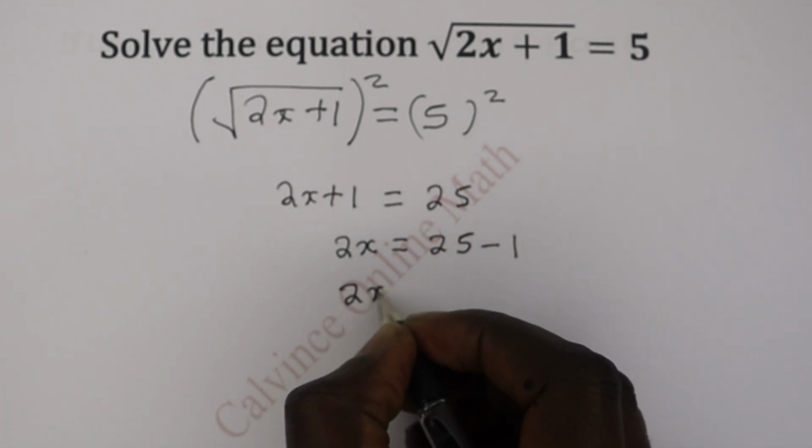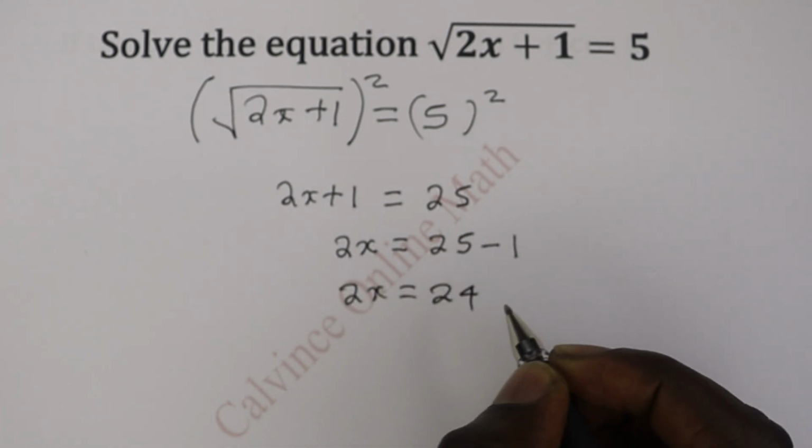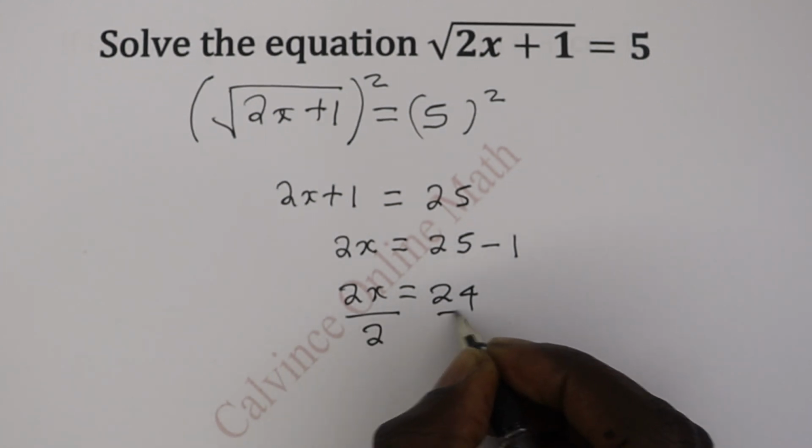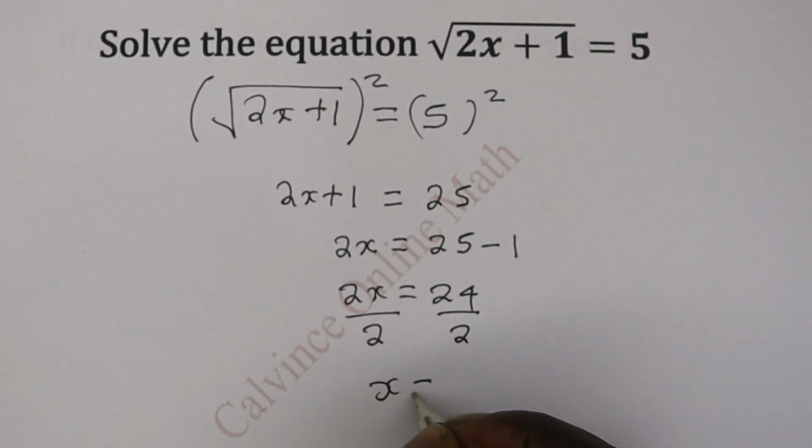So that 2x is equal to 24. And divide both sides by 2, so that x alone is equal to 12.